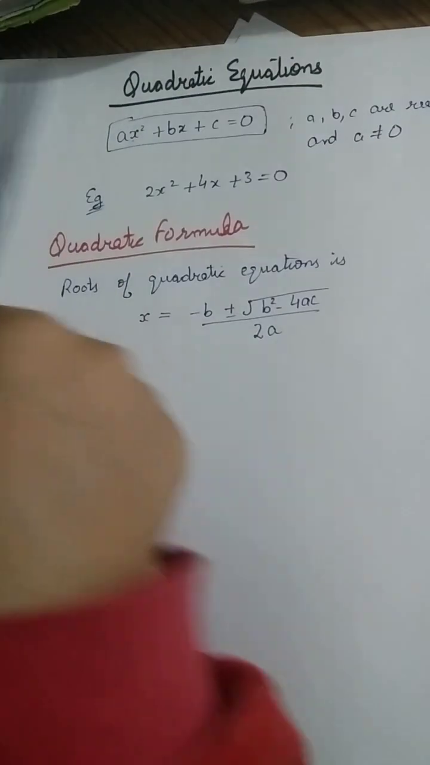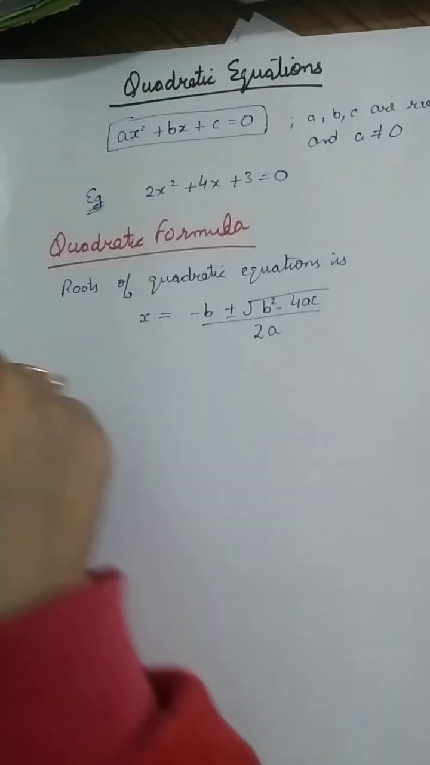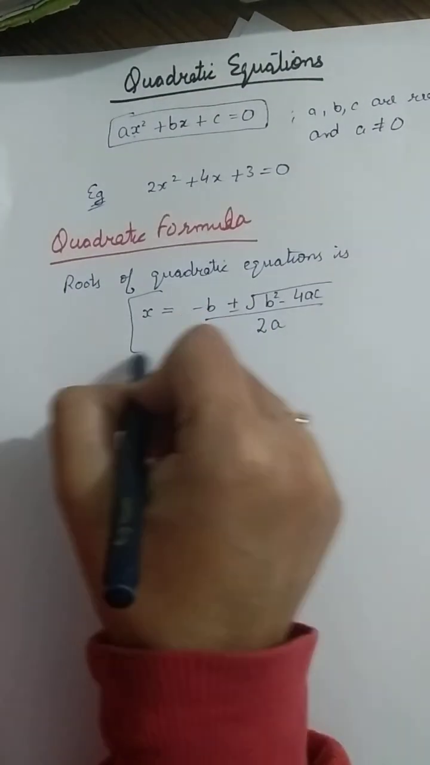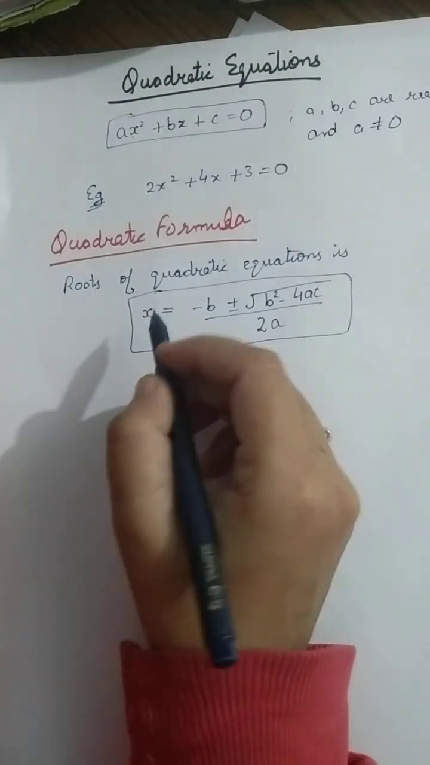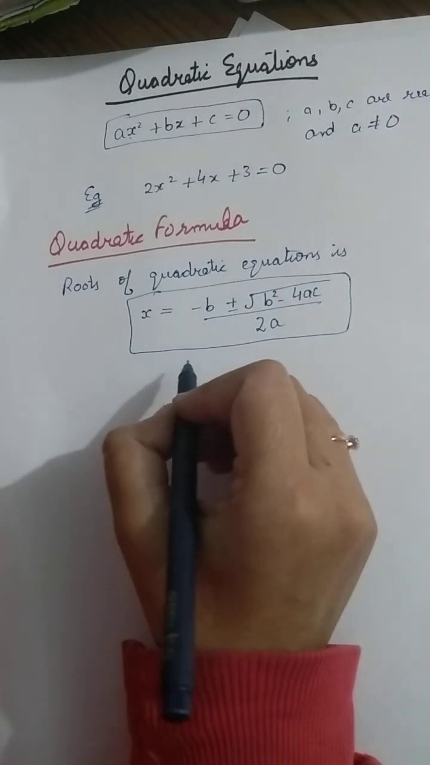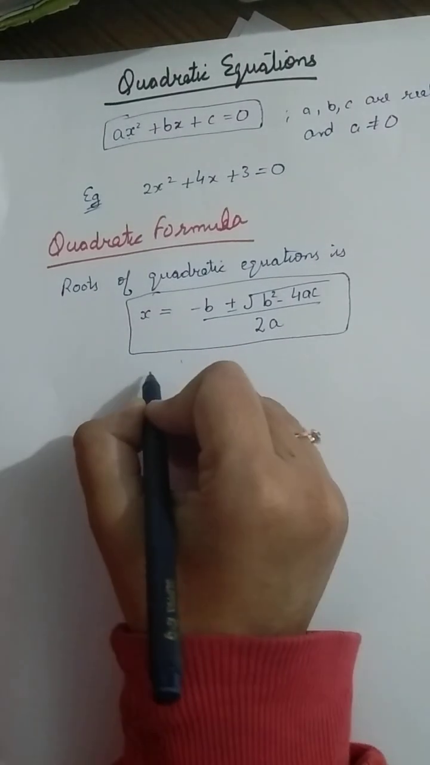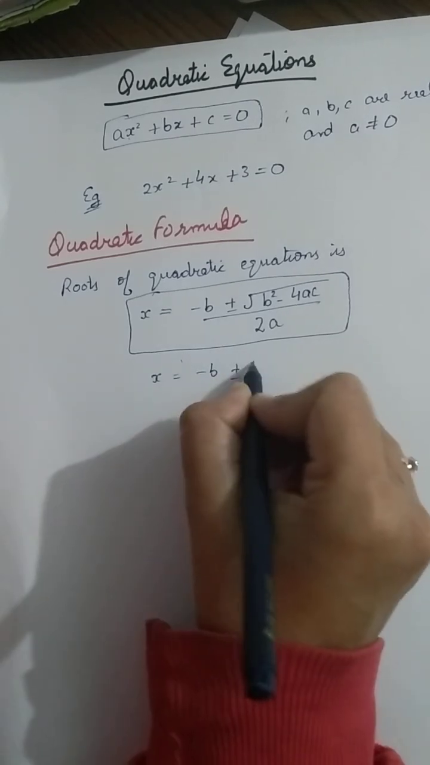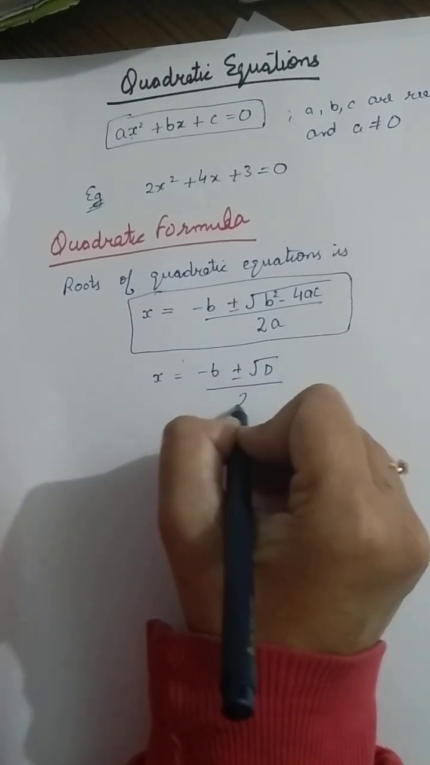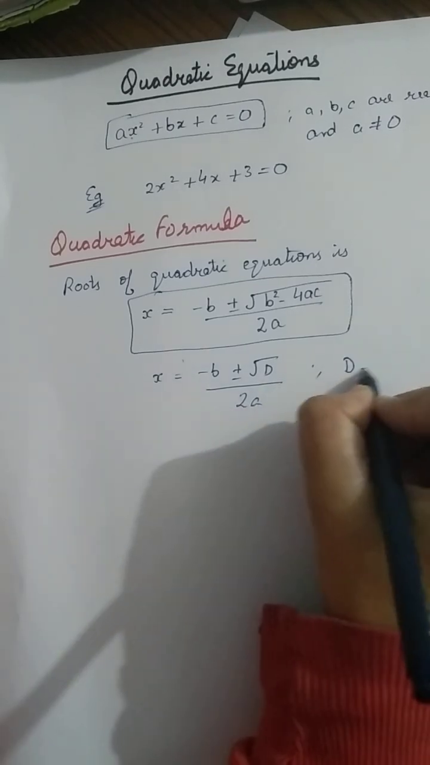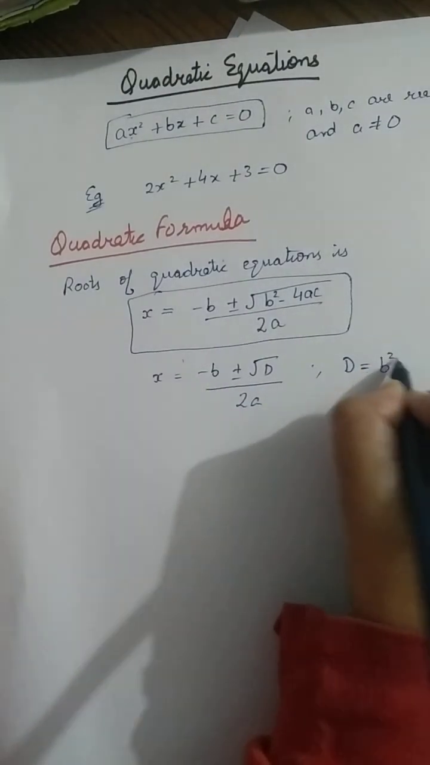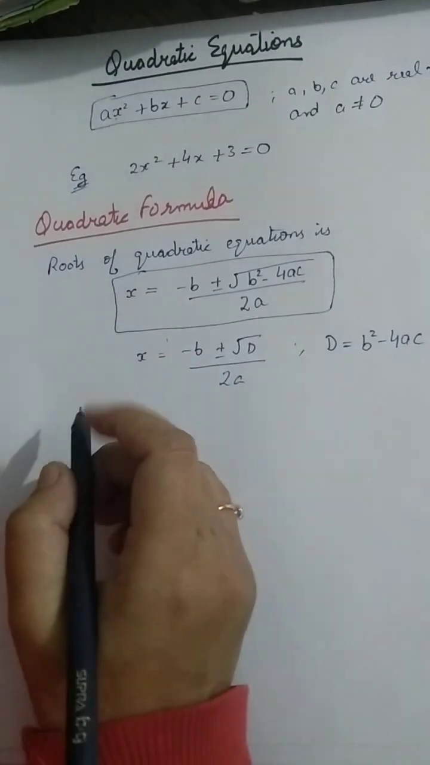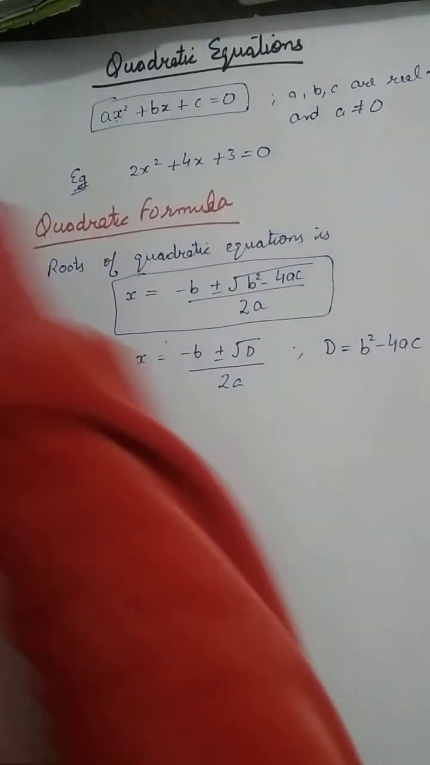Next, nature of the roots. Here we use D also. This is my quadratic formula. So there is a discriminant D. It can also be written as x is equal to minus b plus minus under root D upon 2a, where D is equal to b square minus 4ac. D is the discriminant. Now we have its nature also.